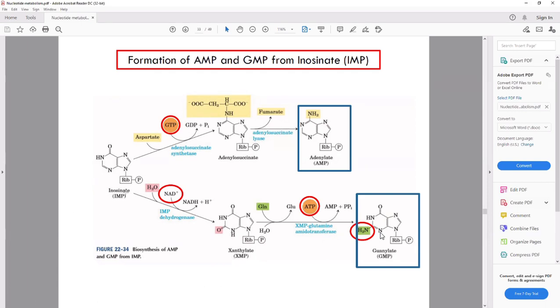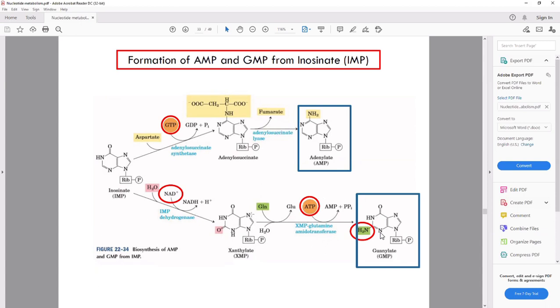The first step is the conversion of IMP to XMP, which is xanthylate. It's catalyzed by IMP dehydrogenase. So IMP undergoes dehydrogenation to XMP. And this XMP is converted to GMP by an ATP-dependent reaction. It's catalyzed by XMP glutamine amidotransferase. So this step involves the amidation of XMP to GMP.